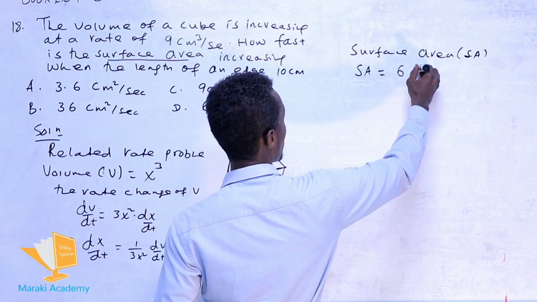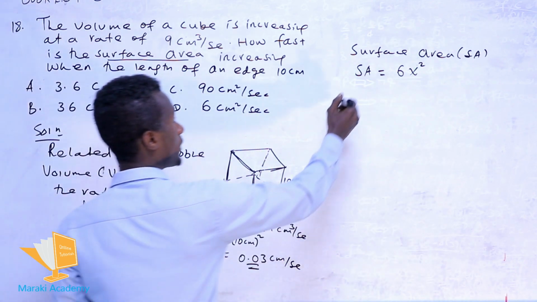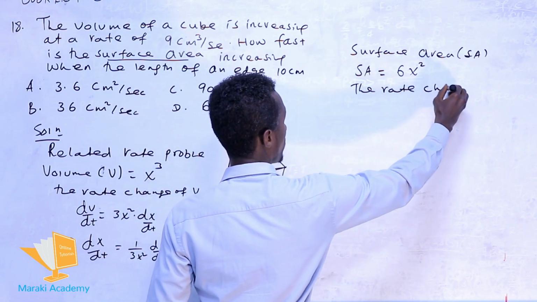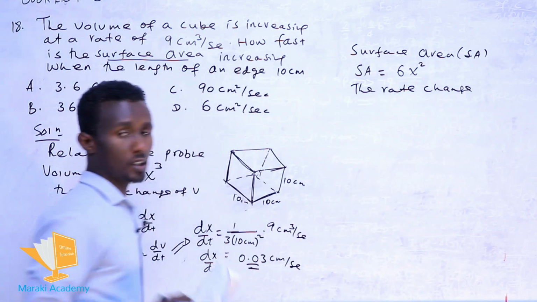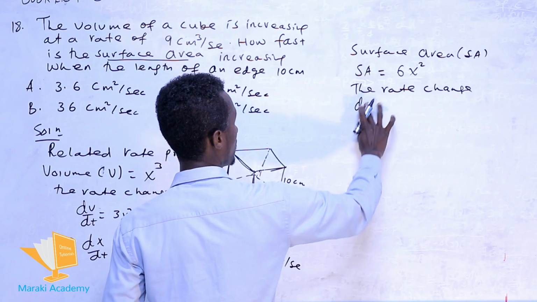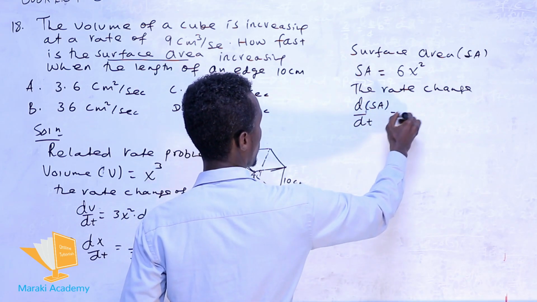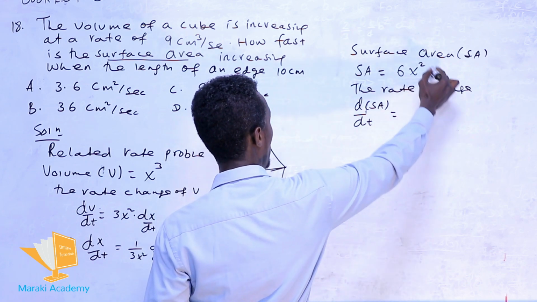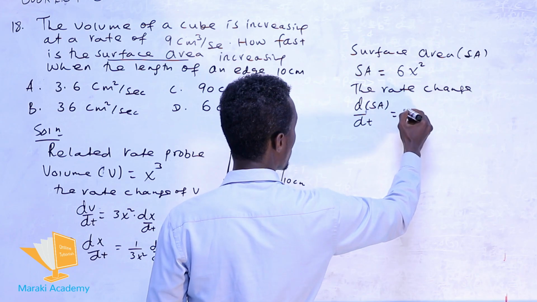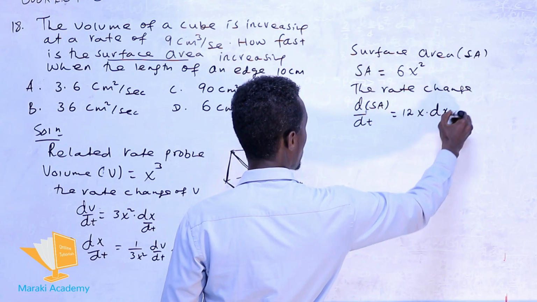So we have 6 times x squared. To find the rate of change, what do we do? We need the first derivative of the surface area with respect to t, and differentiate with respect to t. When we differentiate this term, we have 12 times x times dx by dt.